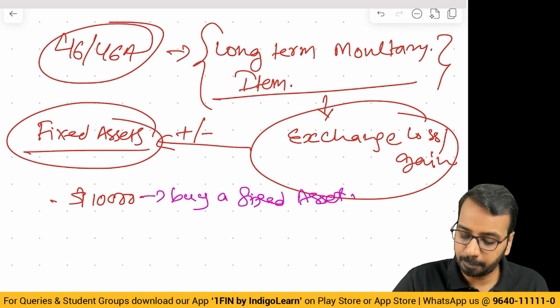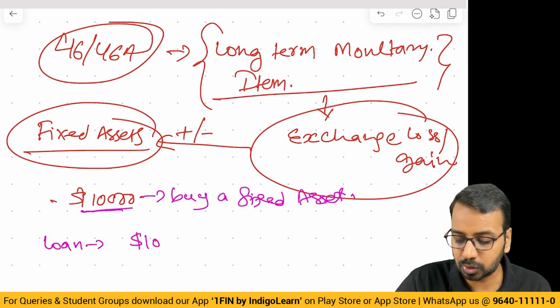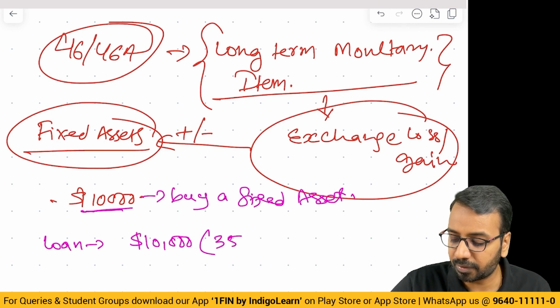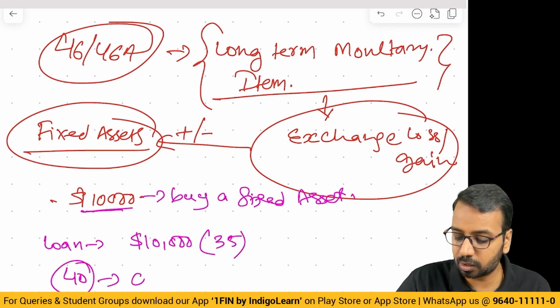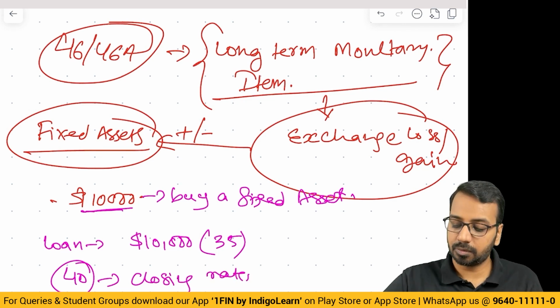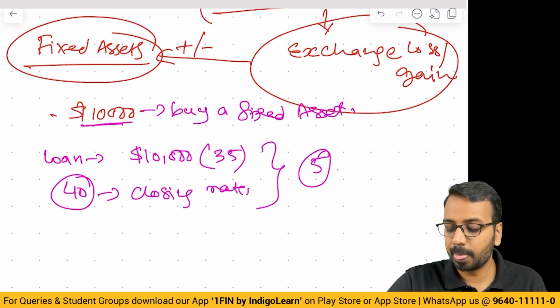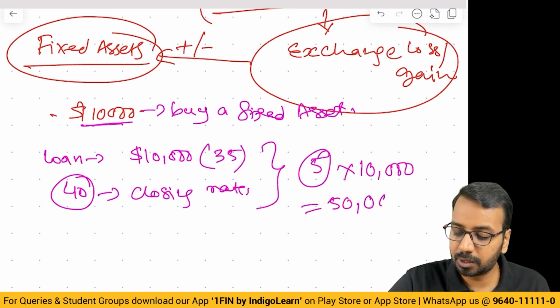Okay. Then, of this $10,000, I took a loan, a long-term loan of $10,000. For example, when I took the loan, the rate was 35. Now the rate is 40. This is the closing rate. The closing rate is 40. Now this difference of 35 to 40 into 10,000, the loss is how much?